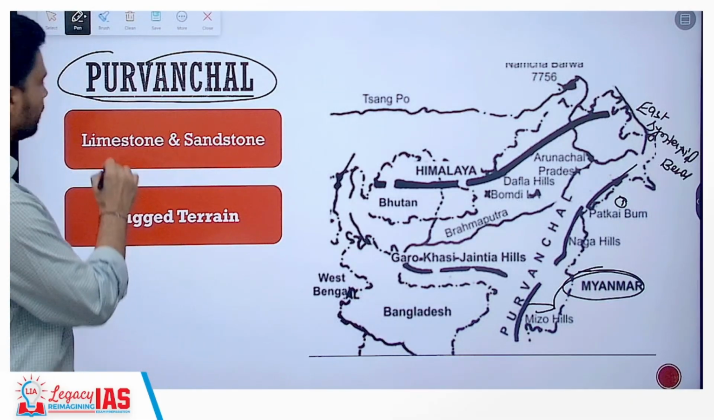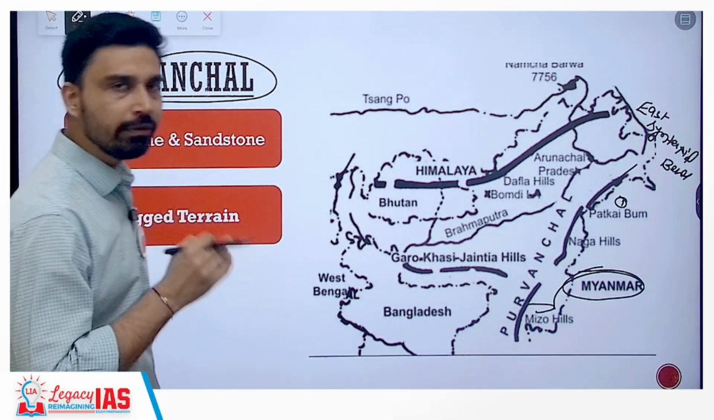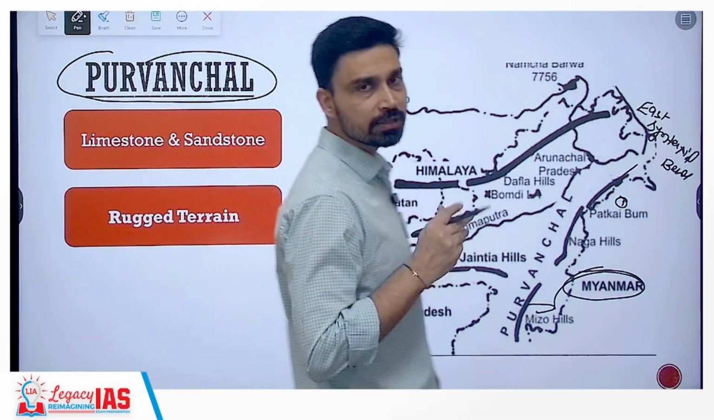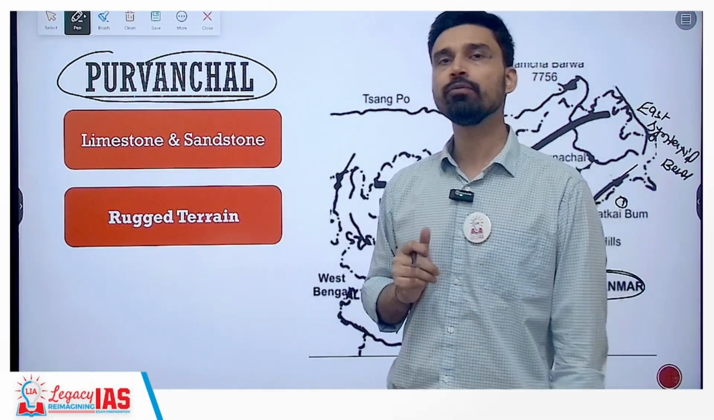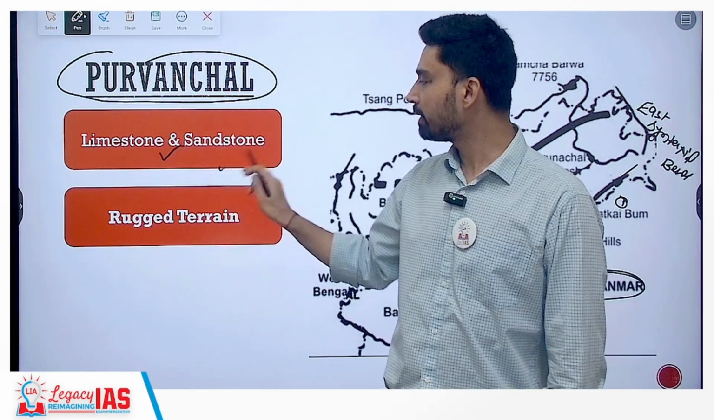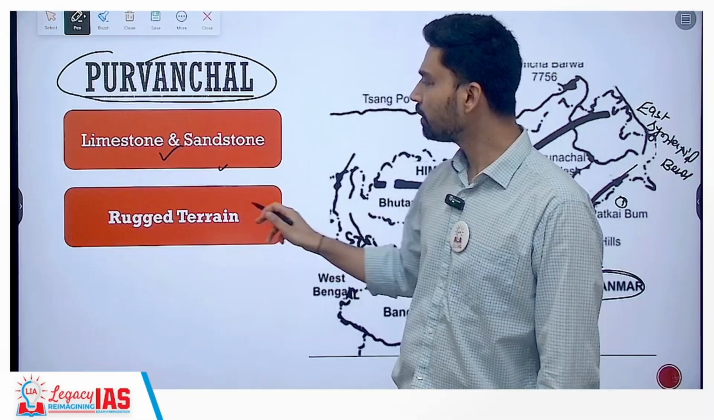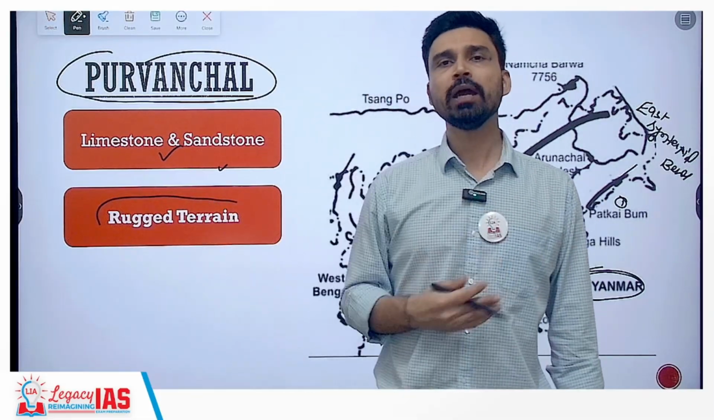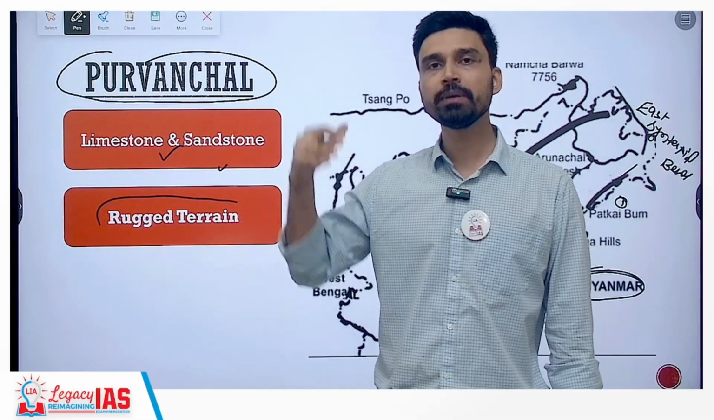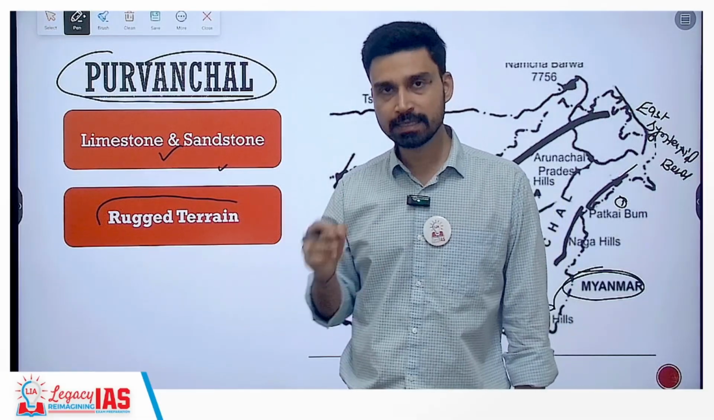Purvanchal is a relatively low elevation mountain, low elevation hill, and it is largely made up of sedimentary rocks. The major rocks that you find here are limestone and sandstone. Overall, terrain wise, Purvanchal has a rugged terrain. That means you have deep valleys here and there. The mountain peaks are not very uniform, they're kind of jagged in nature.